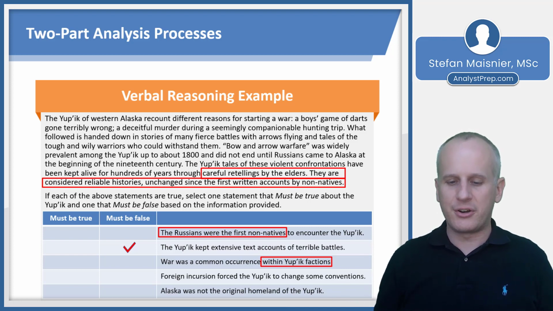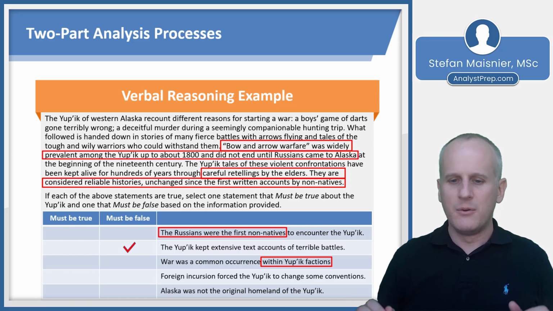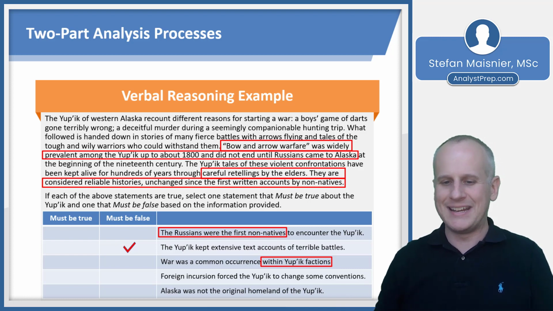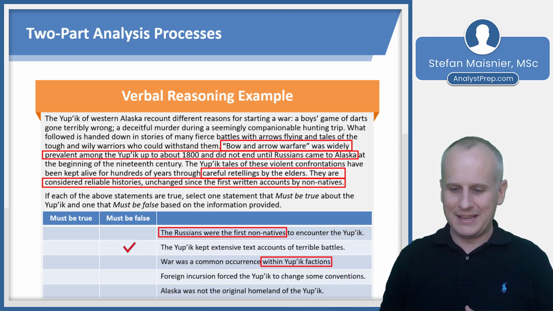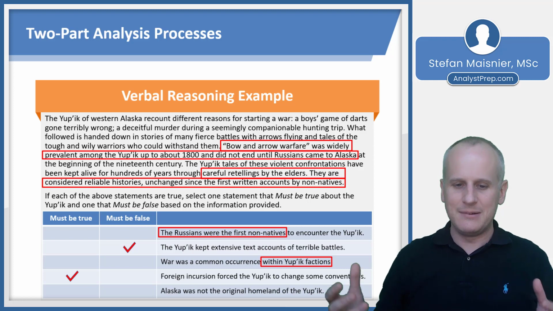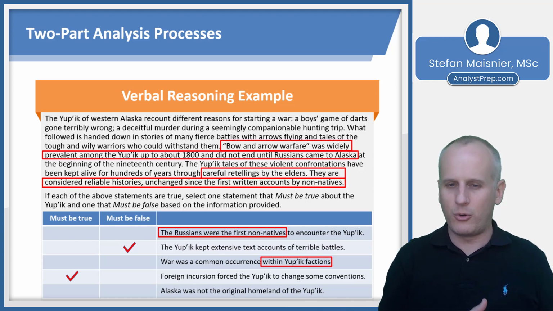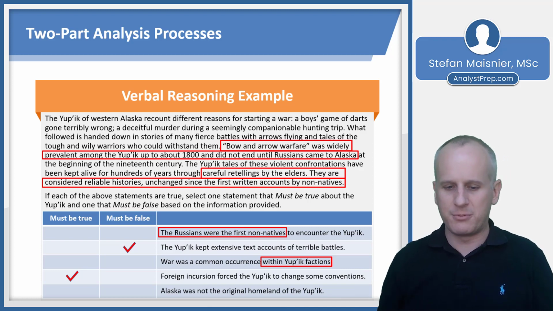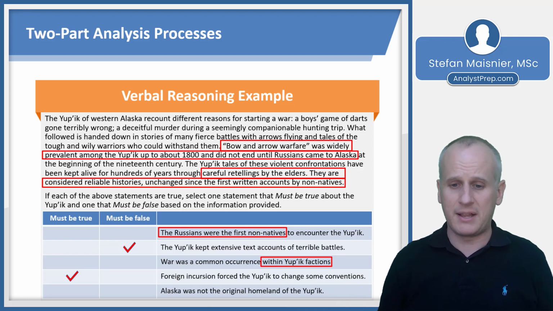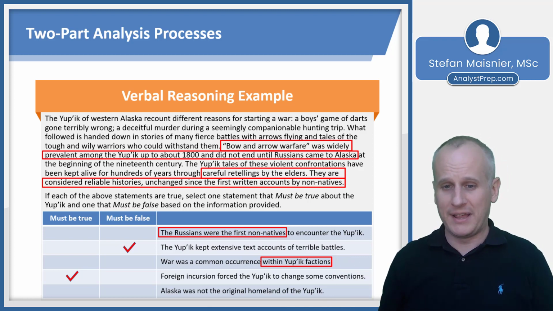But then, foreign incursion forced the Yupik to change some conventions. Well, we discover bow and arrow warfare was widely prevalent among the Yupik up to about 1800. It did not end until Russians came to Alaska. Well, the Russians would be the foreigners coming into Alaska, and that foreign incursion did make them stop their bow and arrow warfare, so that would be something that is guaranteed to be true based on the information provided. And then the last statement, Alaska was not the original homeland of the Yupik. Again, we basically pick up around 1800. We can't make any absolute inferences about what was or was not the original homeland of the Yupik.